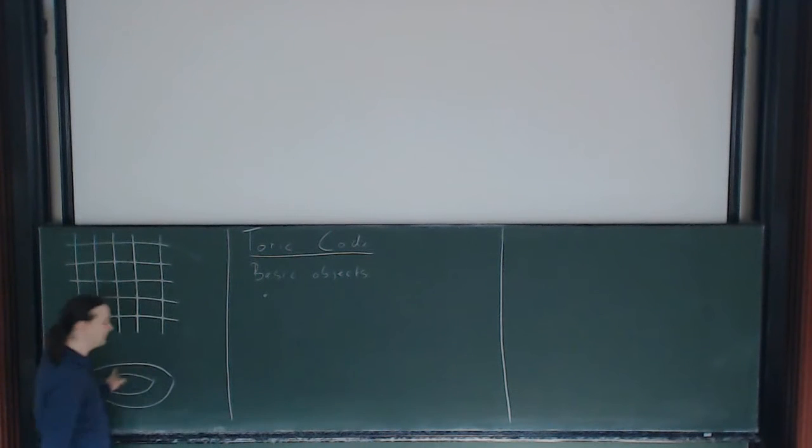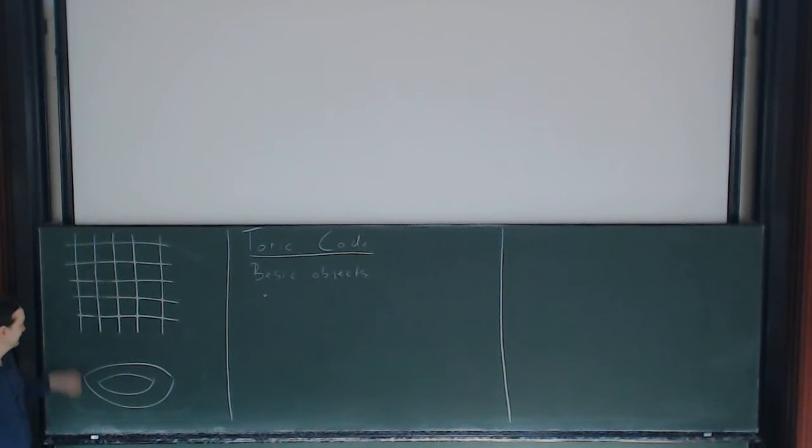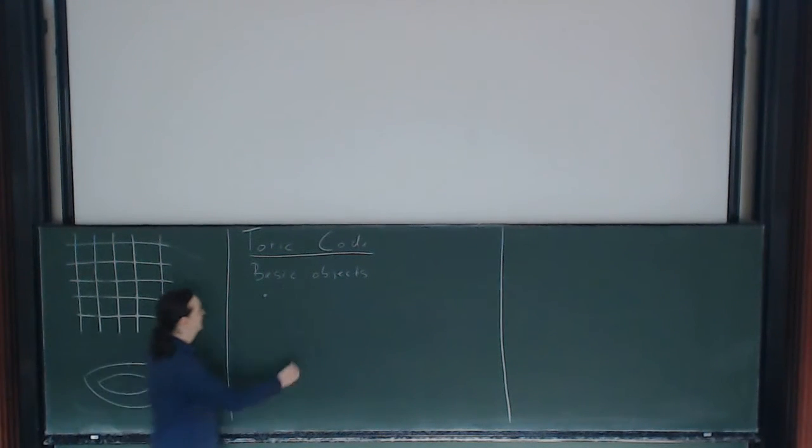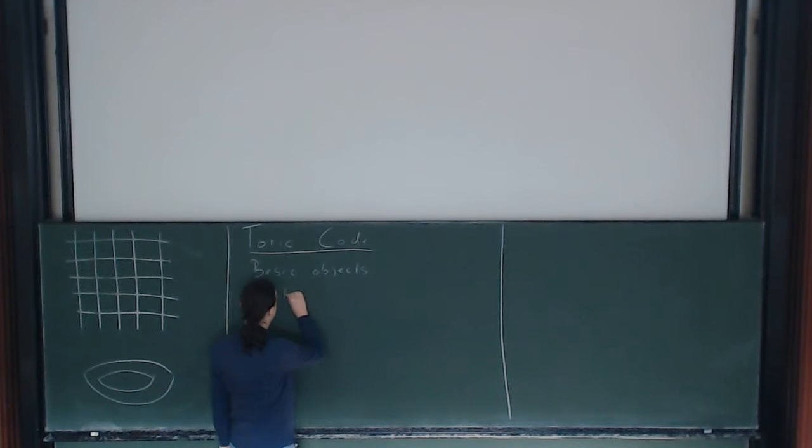Of course, a torus, and vertices on the lattice, and these cyclic boundary conditions. So if I'm on this vertex and I move down here, I wrap around, and here I also wrap around. So the basic objects are a k by k lattice on the torus.